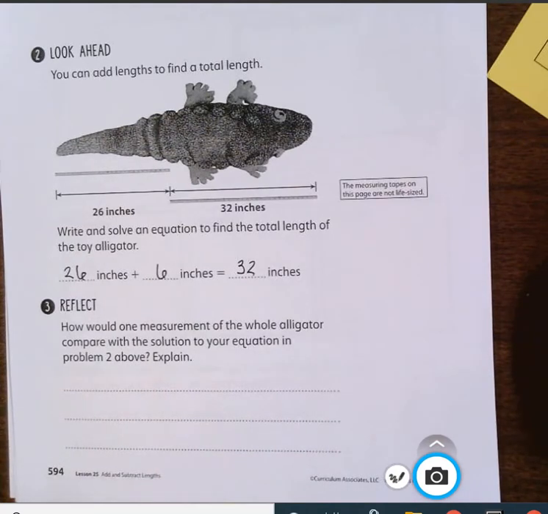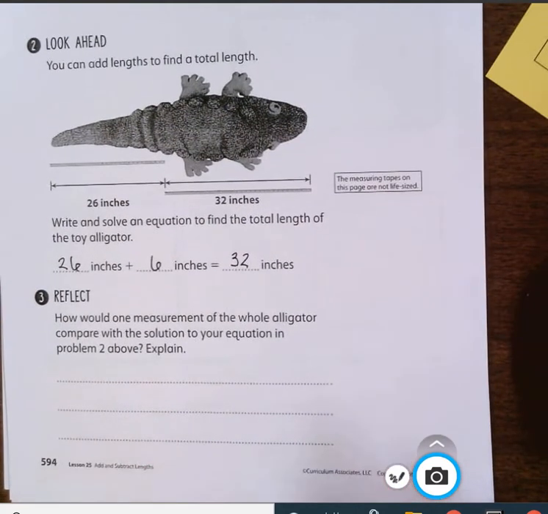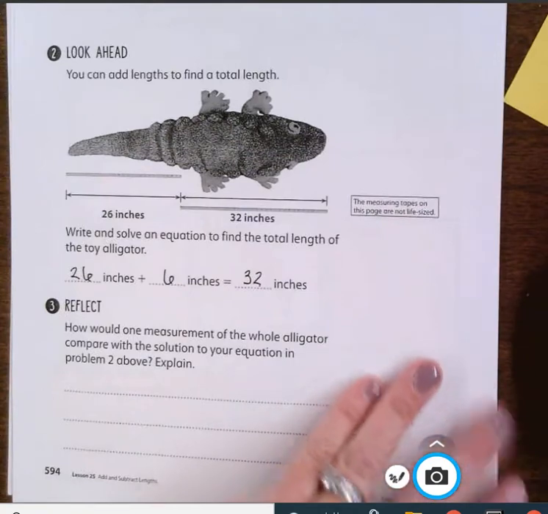How would one measurement of the whole alligator compare with the solution to your equation in problem 2 above? So they'd be the same. The possible explanation might be the measurements would be the same because in problem 2, I'm adding the length of 2 parts that make up the whole length.